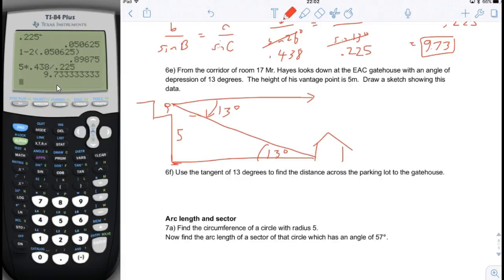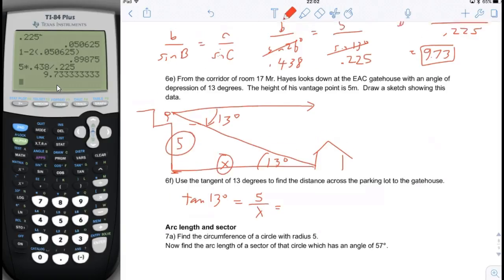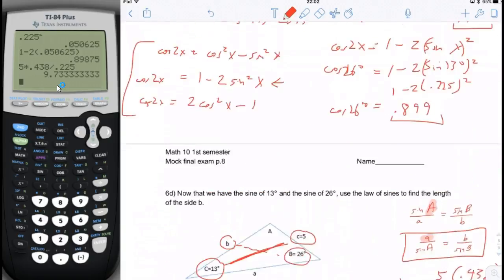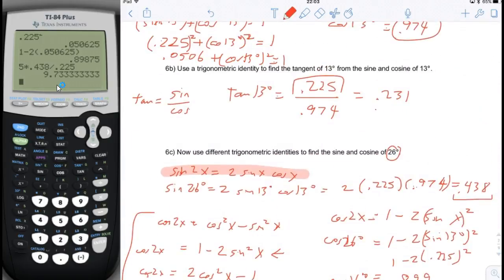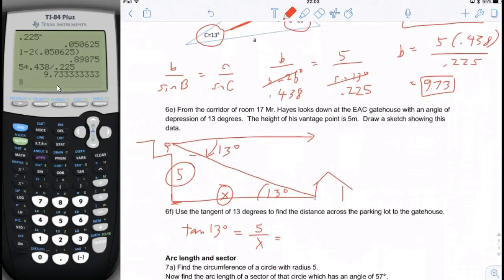Use the tangent of 13 degrees to find the distance across the parking lot to the gatehouse. Okay, so basically we're looking for this distance here. So tangent of 13 degrees is opposite over adjacent. Opposite in this case would be 5, and the adjacent would be x. We also know that tangent of 13 degrees is 0.231, right? So we're going to put 0.231 here.